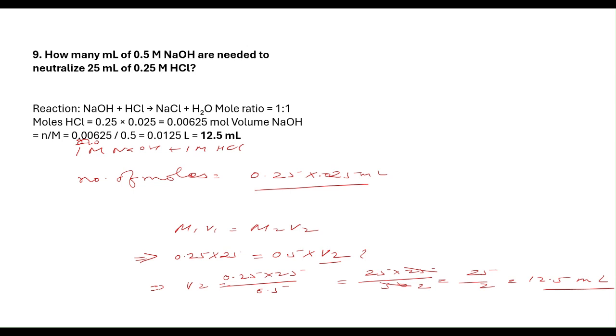This problem will be straightforward if the molarity of sodium hydroxide would have been the same as HCl. If it would have been 0.25 molar sodium hydroxide, we would have required 25 ml only.